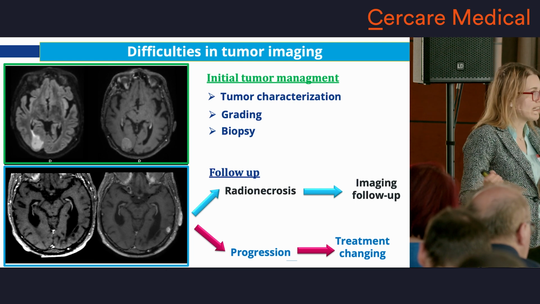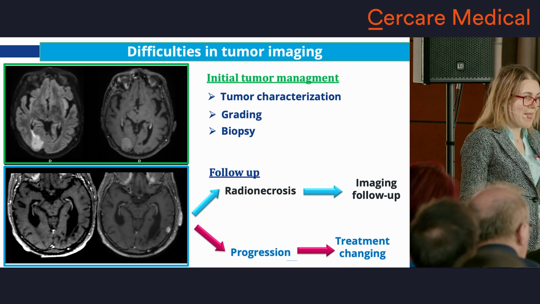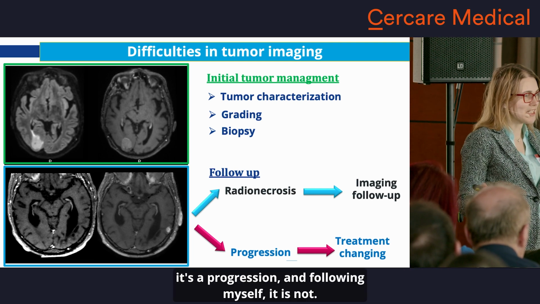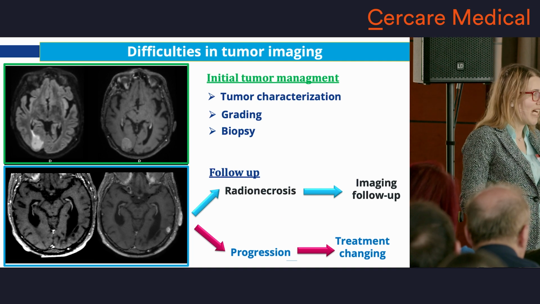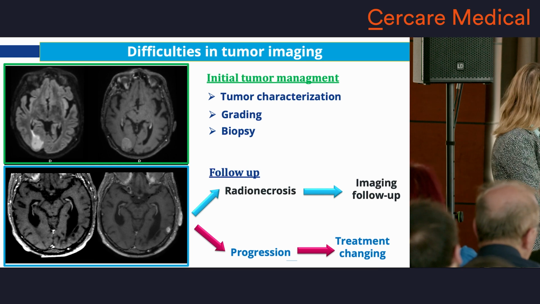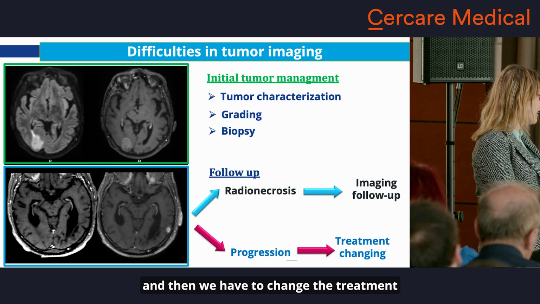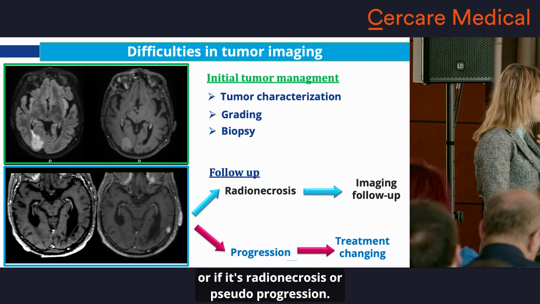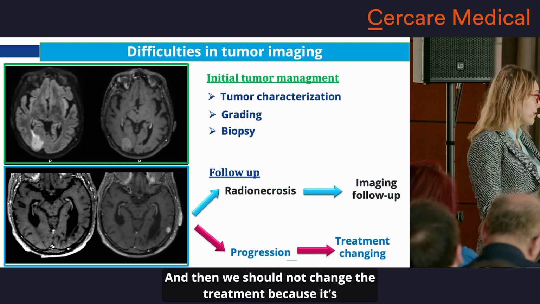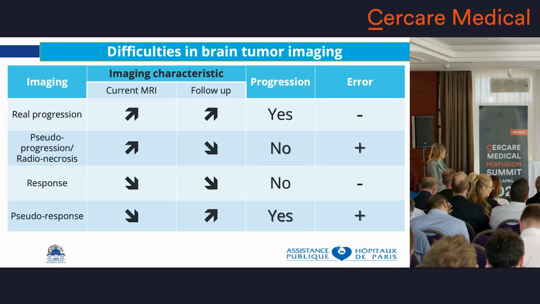Then the second problem is that while we are treating our lesion, we will eventually have contrast enhancement that will appear. And then if we are doing our RANO, we will say, oh wow, it is a progression. And usually in the reports I put, okay, following RANO, it's a progression, and following myself, it's not. So we cannot always trust only the contrast enhancement, and we should know if actually it is progression, and then we have to change the treatment, or if it's radionecrosis or pseudoprogression, and then we should not change the treatment because it is eventually the only vision treatment for the patient.